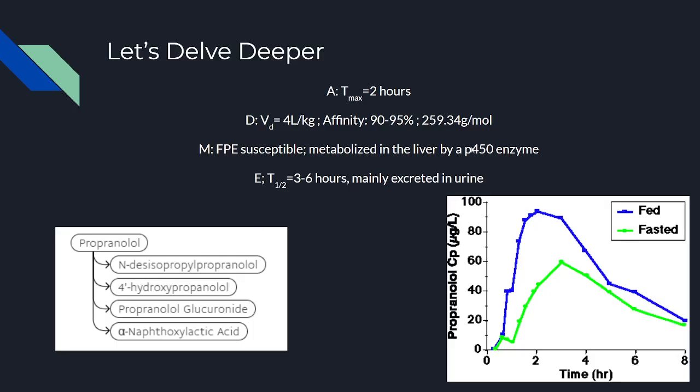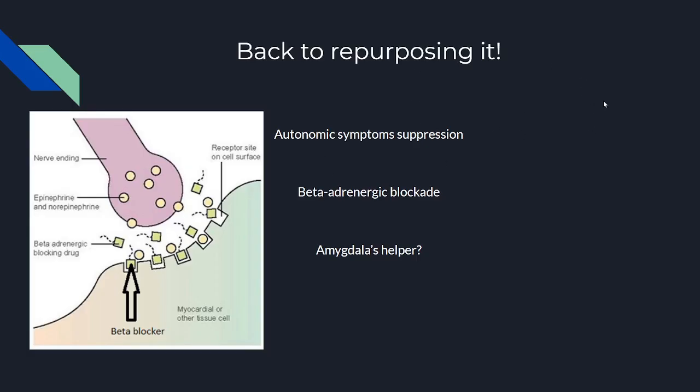So pretty much what this enzyme does is it's membrane bound. It has a coenzyme that contains iron, and it will oxidize the molecule, rendering it useless. As far as elimination goes, there is a half-life of 3 to 6 hours, and it is mainly excreted in the urine. Again, we can see that in the graph. If we look at our fed exclusively, around 2 hours, and then we look at 3 hours later, which would be around the 5 hour mark right here, we see it is almost half of what it started out to be. So pretty much just factual. So back to repurposing it.